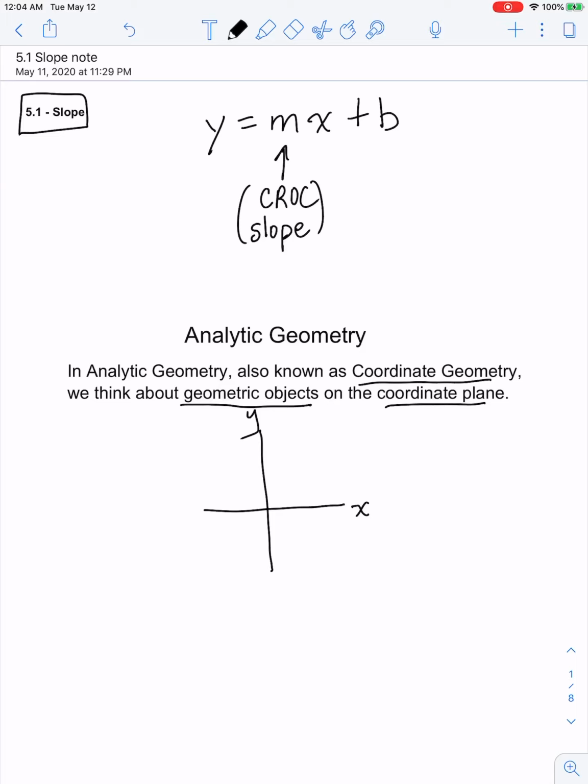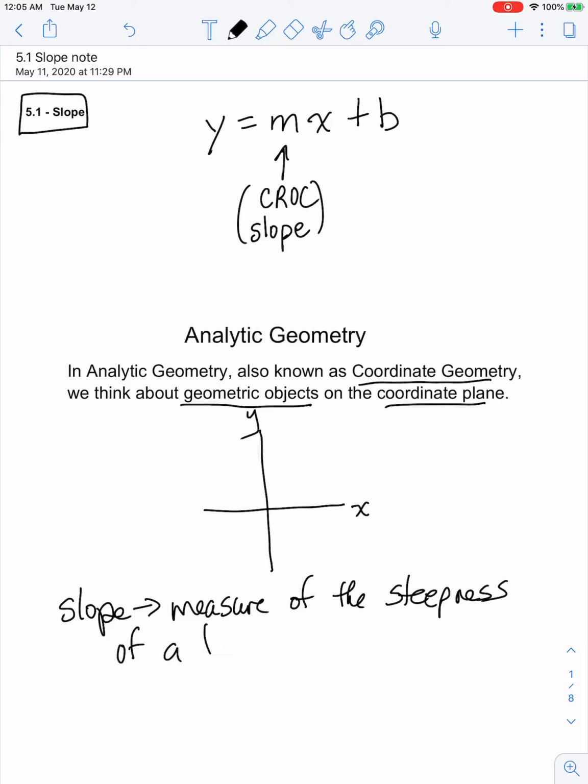Okay, so CROC is the constant rate of change, and slope, which is what we're talking about today, is a measure of the steepness of a line. So rather than looking at how steep it is, like what angle it is in terms of degrees, we just give it a number. However steep it is, it gets a number. And that number is called the slope.